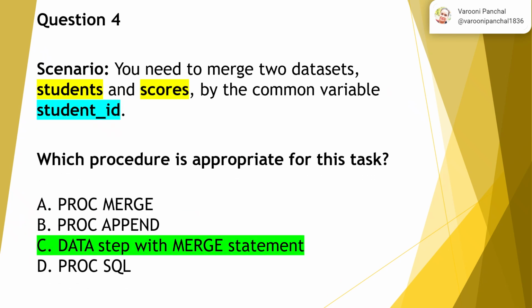Question 4. Scenario. You need to merge two datasets, students and scores, by the common variable student ID. Which procedure is appropriate for this task? Now proc SQL people don't prefer much, so this is not the right answer. Proc append is completely different. Now there is no statement called proc merge, right? So this is not the right answer. Whenever we try to merge two data sets, it's most preferably done with the data step with the merge statement. So the correct answer is C.